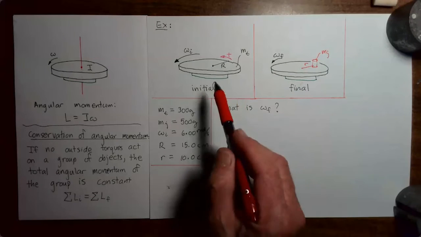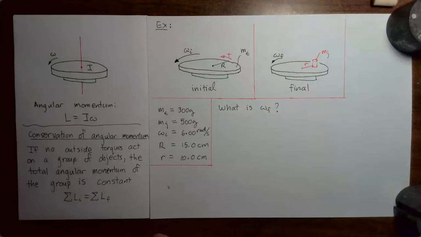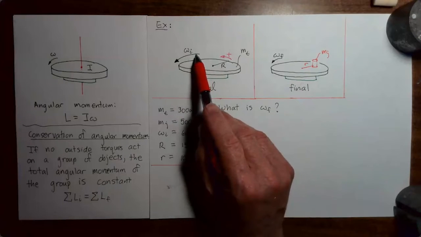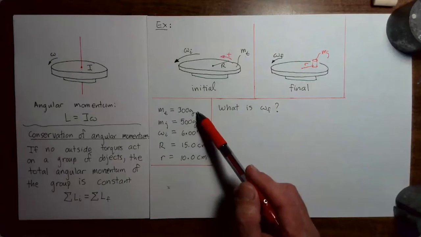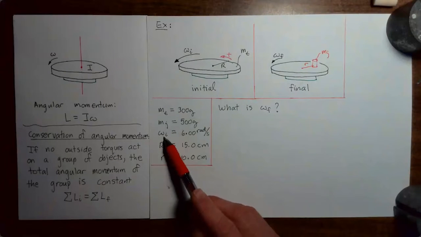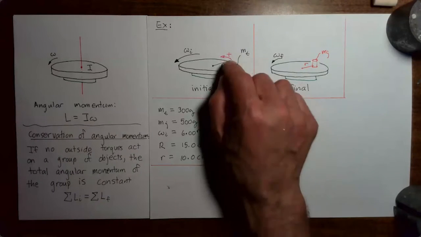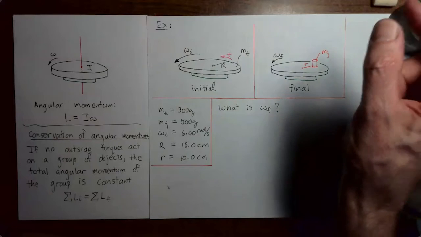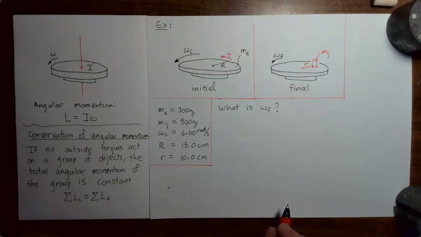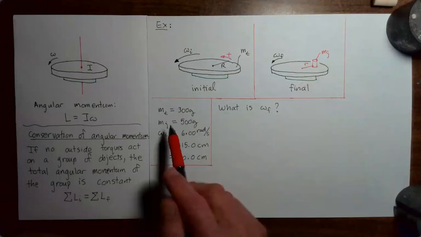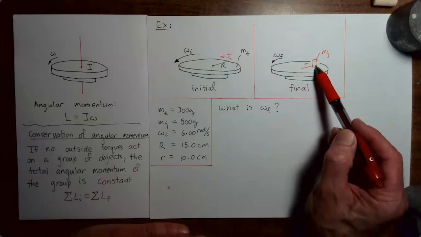Here's the example problem. We have a tray in the shape of a cylinder which is rotating about an axis through its center. The angular velocity of that tray is omega initial. The radius of the tray is R, and the mass of the tray is m sub t. We are given mass of tray is 300 grams, initial angular velocity 6 radians per second, and the radius of the tray 15 centimeters. Then, with the tray rotating, suddenly I drop some heavy jar at some point on the tray, which is a distance little r from the center of the tray. The mass of the jar is m sub j, 500 grams.